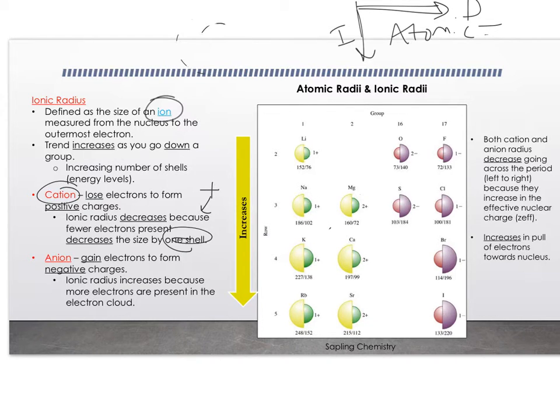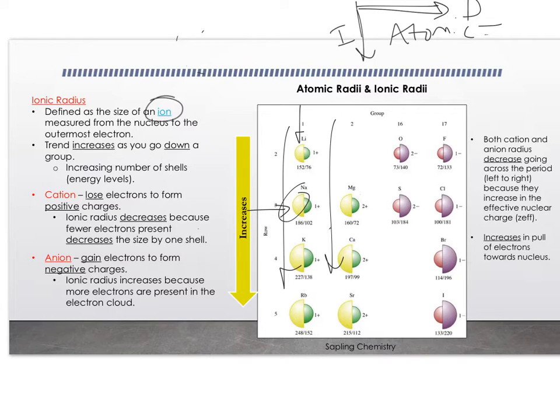But the overall trend of going down the family or down the group, it's still going to get bigger just like the neutral atom. In this picture, the yellow is the neutral, and then the green is going to be your ion. So the cation in respect to the neutral is going to get smaller because you're losing electrons and you're losing an energy level or one shell around the nucleus. But going down a group, it has the same overall trend where they're going to increase going down the same family. Okay.